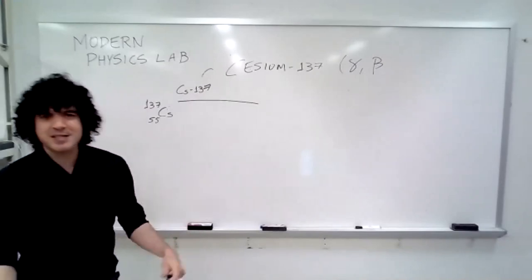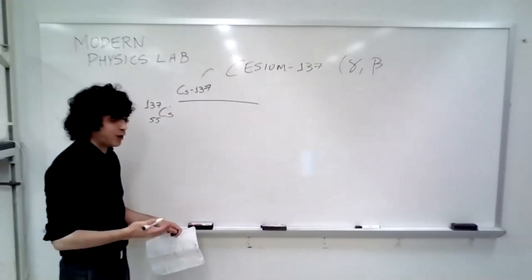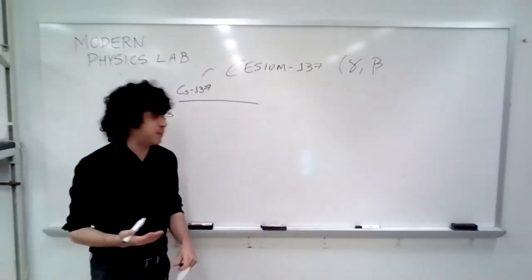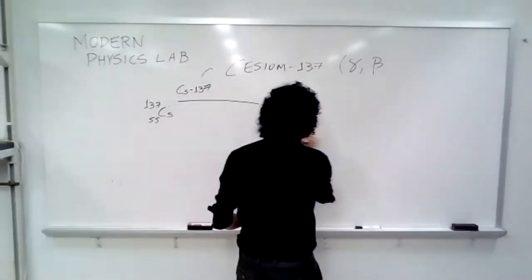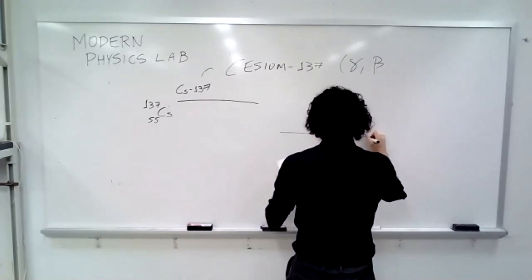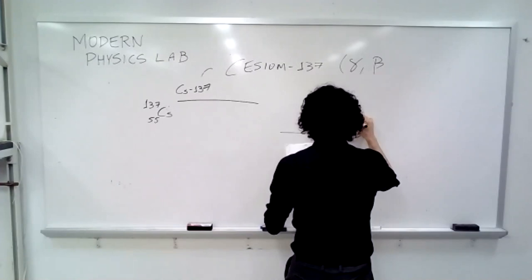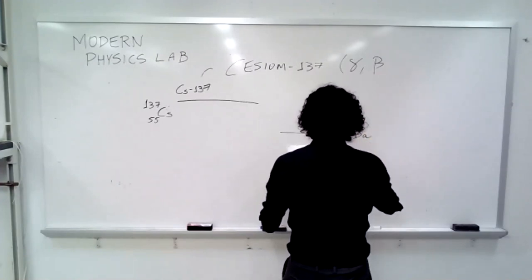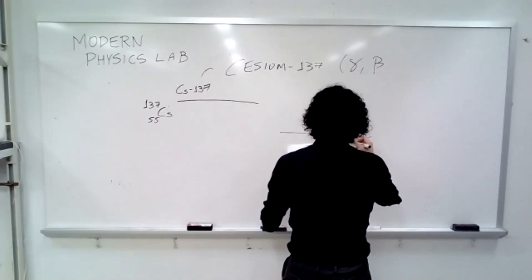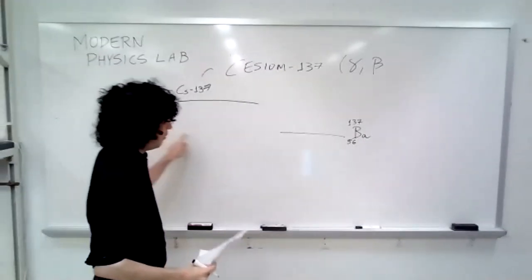This particle decays spontaneously, so this is a spontaneous and random process, so you cannot predict exactly when it will happen. And it decays into barium, and it decays as seven. And actually, this happens by a decay of the neutron.